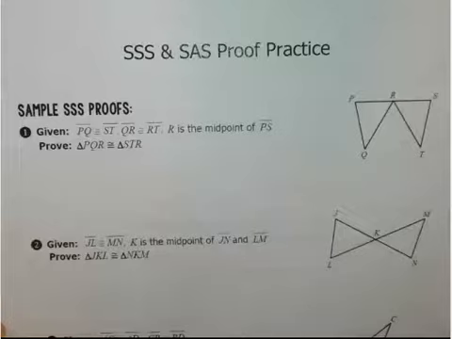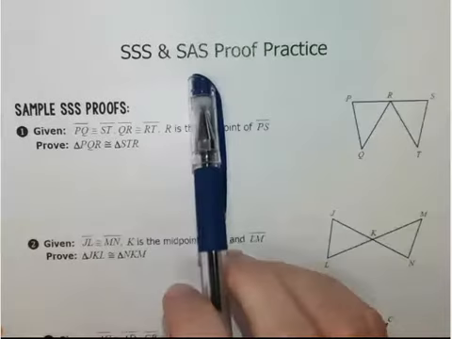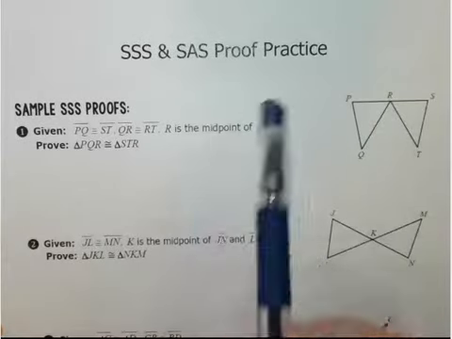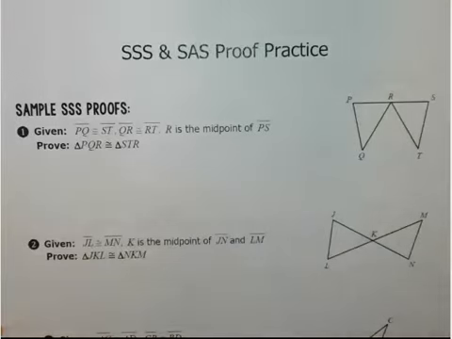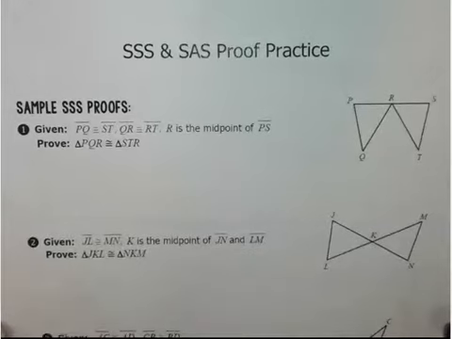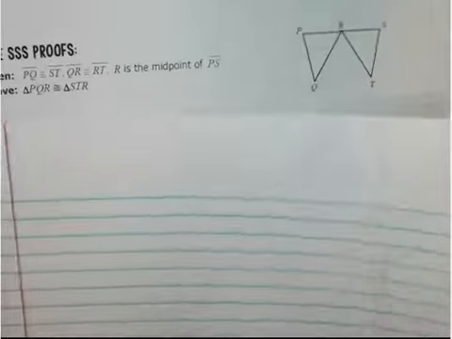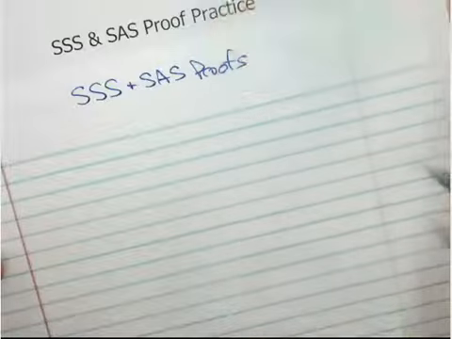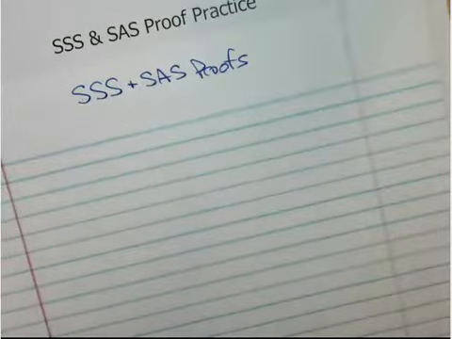So this sheet that you have says side, side, side, and side, angle, side proof practice, which means I'm just giving you proofs here that involve those two theorems. I would like for you to do all of your work on lined paper, so you're going to keep this as a reference, and you're going to use lined paper. On your lined paper, go ahead and label it so you know later, because you'll have other ones that look like this after we get through a couple of other theorems. And you want to be able to know what's what. So we're going to put side, side, side, and side, angle, side proofs.